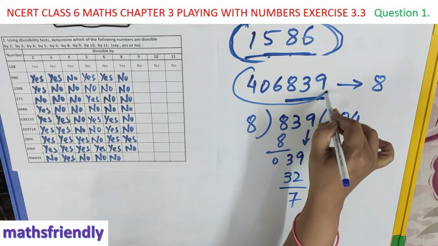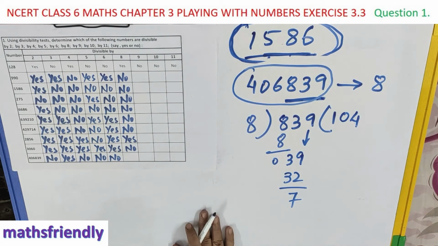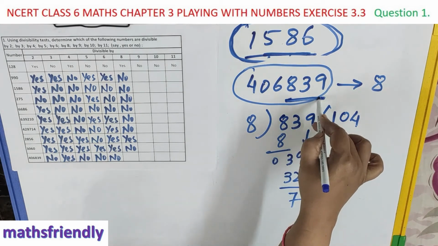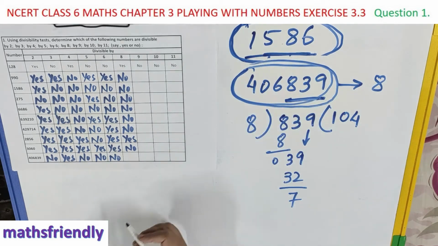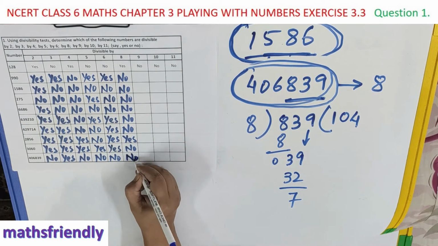It means this number is also not divisible by 8 because the last 3 digits are not divisible by 8. So this number also is not divisible by 8. So we will write it no.